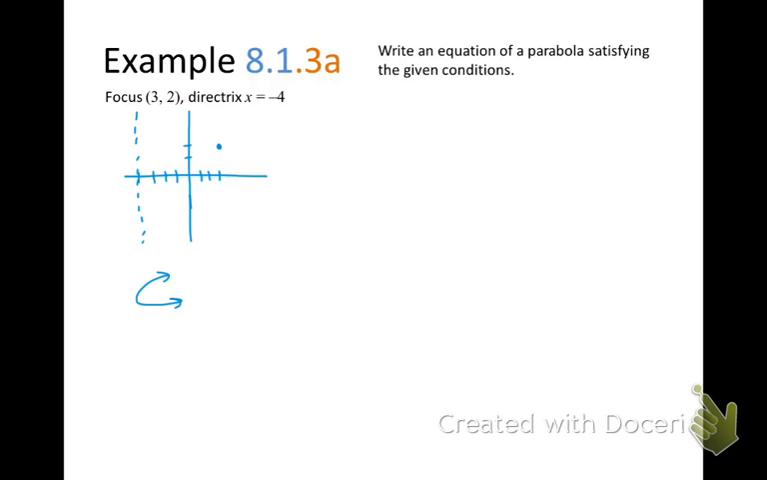Can you tell me what your distance P is? No? Remember, your vertex is somewhere in between that focus and the directrix, right? Specifically, it should be exactly halfway in between. And if that's the case, how big is your P? 3.5, 7 halves, however you want to write it, right? I'll keep it as an improper fraction.